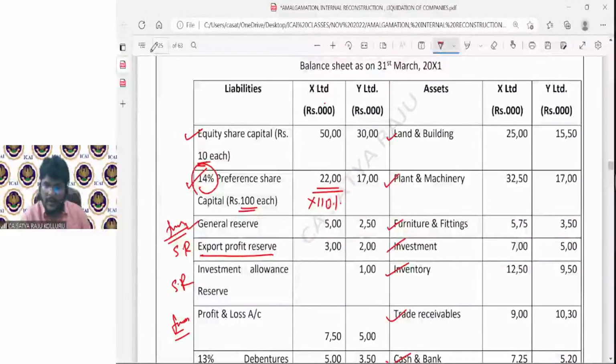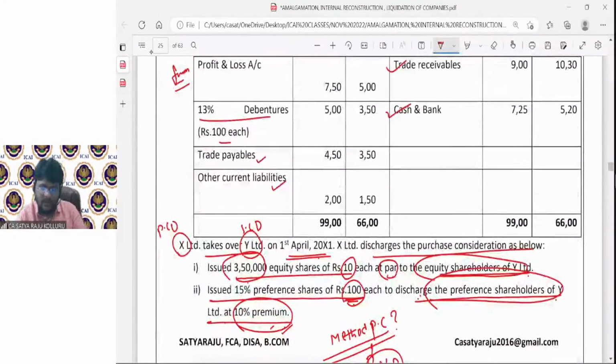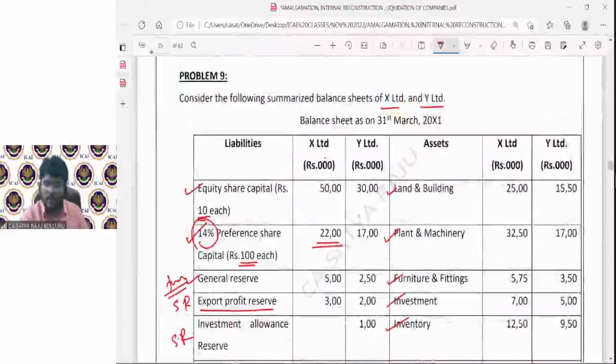Sorry, this is X Limited, na? I should need to work out for Y Limited. Which company is purchasing company? X Limited is a purchasing company, Y Limited is a selling company. I'm so sorry, go to the Y Limited.